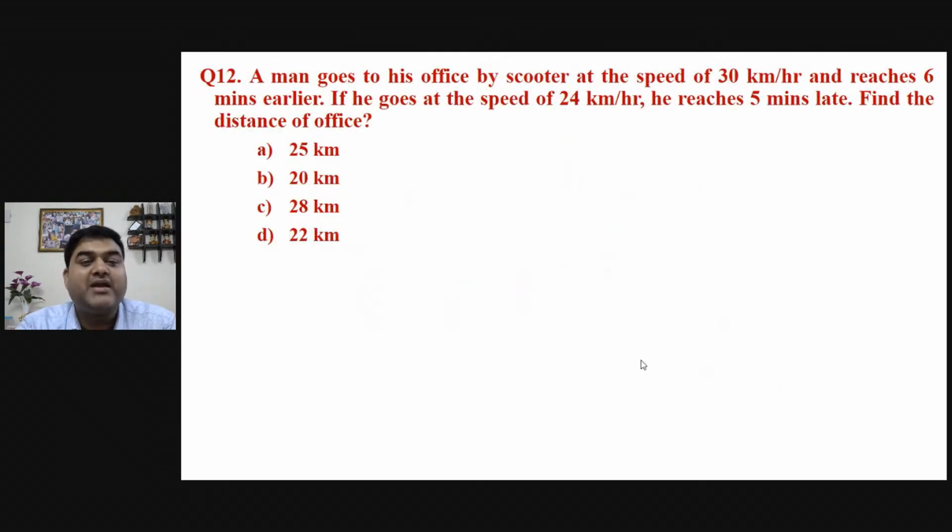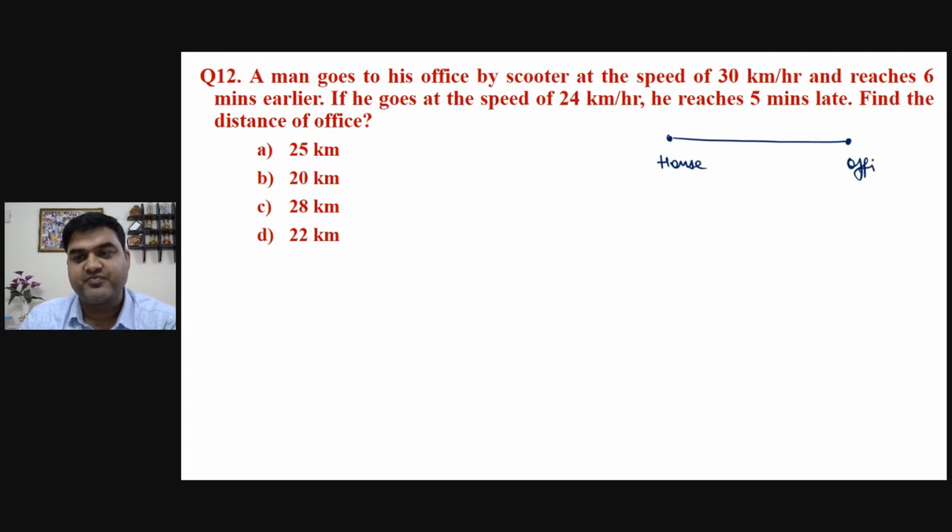Question number 12. A man goes to his office by scooter at the speed of 30 km per hour and reaches 6 minutes early. If he goes at the speed of 24 km per hour, he reaches 5 minutes late. Find the distance of the office. So what is given? Suppose this is one point and this is another point, this is his house and this is his office.